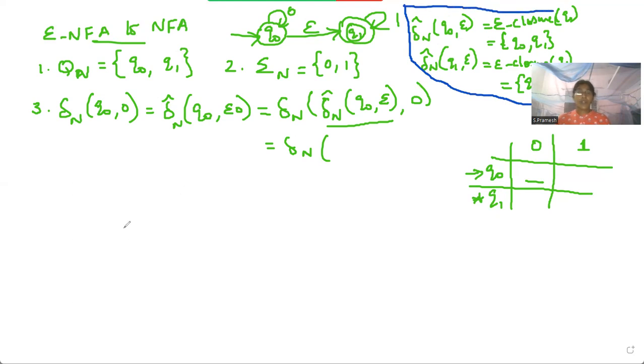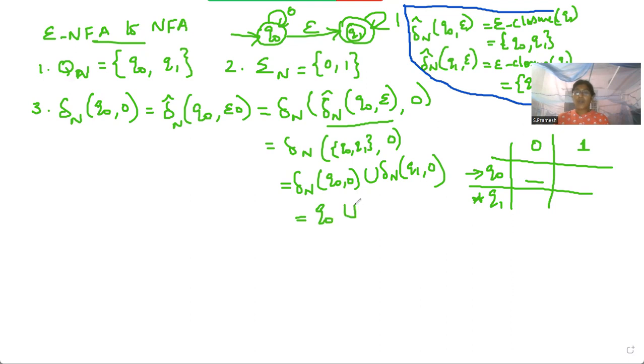After that, we'll move on to Q0, empty string, the e-closure of Q0. The answer is Q0, Q1. That you can take inside here: Q0, Q1, 0. Now this is more than one state in the NFA, so use a union symbol. Transition NFA of Q0, 0, union transition NFA of Q1, 0. Q0, 0, what is the answer? Q0 only. Union Q1, 0, the answer is the null value. So the output of this one is Q0.